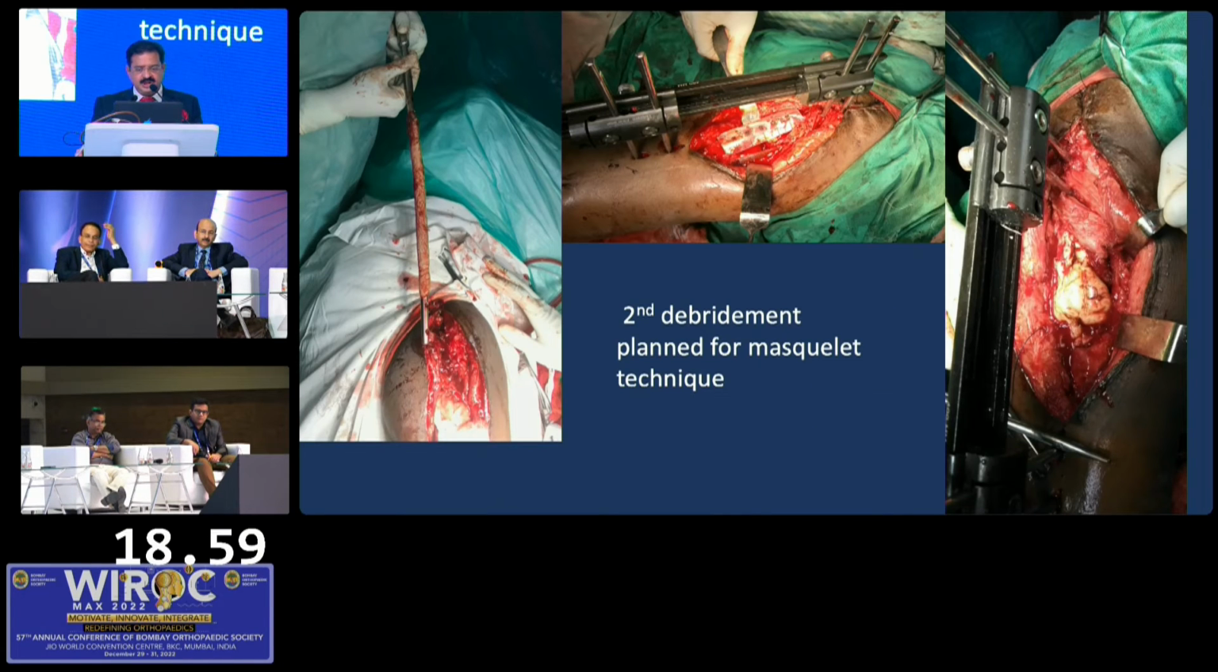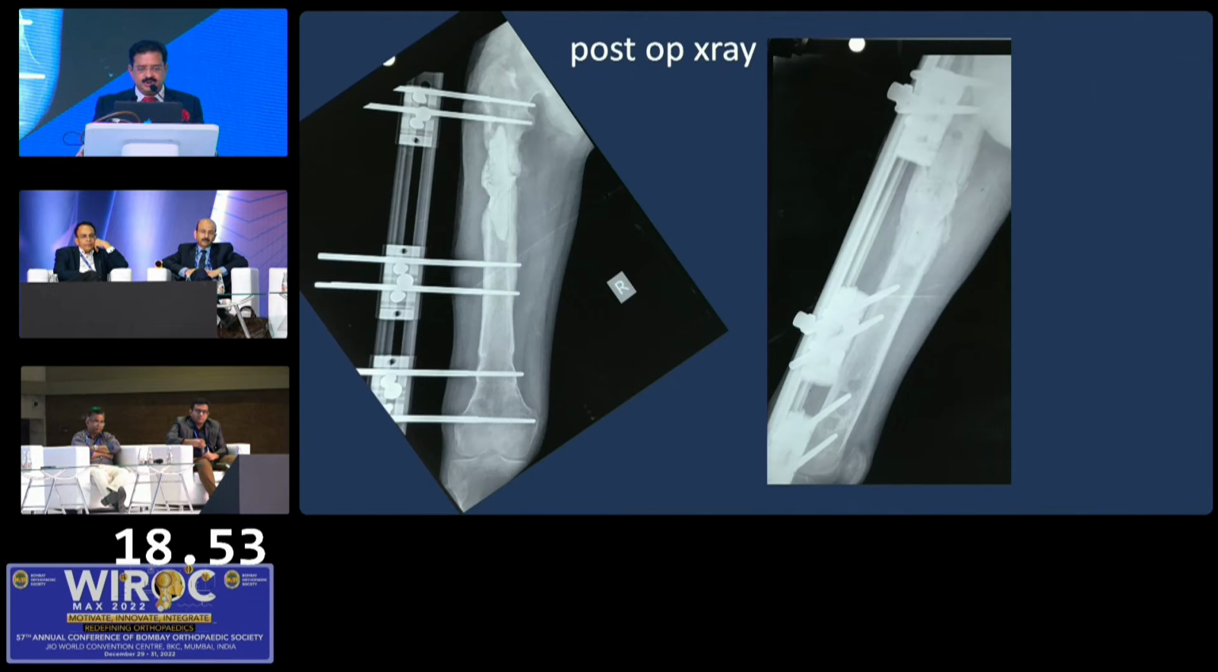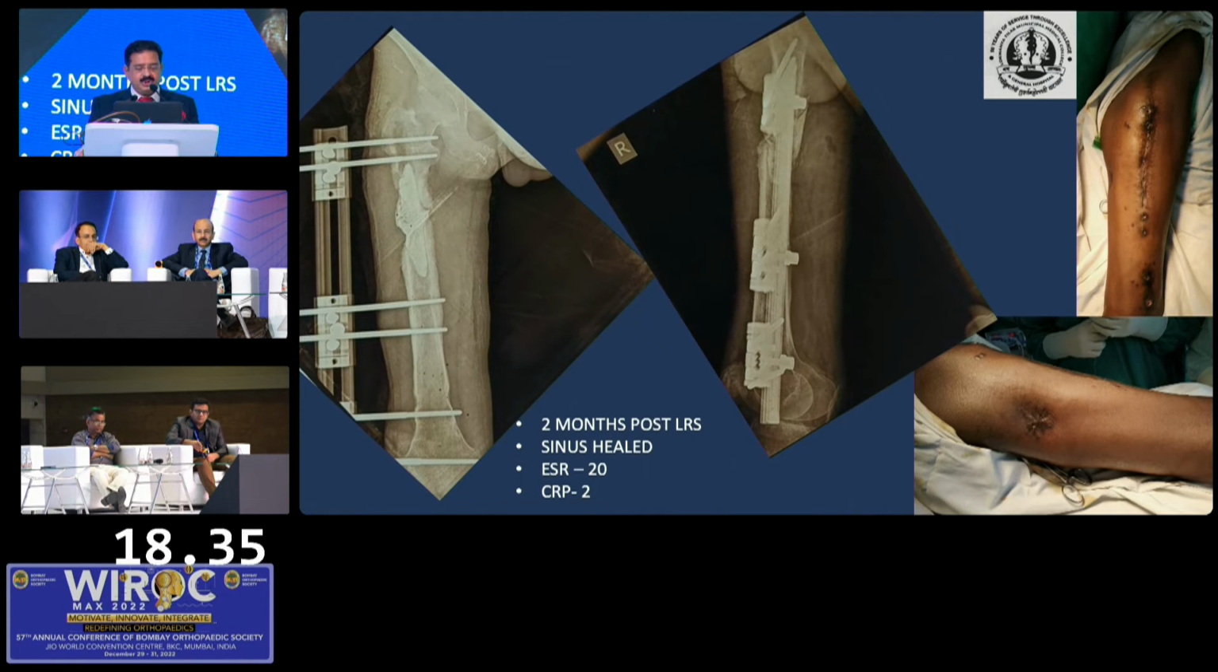Yeah. So basically good development. So this is the nail which was removed. We put the LRS fixator and put the spacer. So that is the cement spacer. Again, we tried to maintain that gap because we didn't want any shortening eventually. And the fixator was holding well. 2 months later, we found the sinus had healed by that time. ESR was 20, CRP is 2, and the patient was clinically not looking like an infected patient. Skin was comfortable at that time. Pain was not there, and then we decided to do something to bridge that gap.